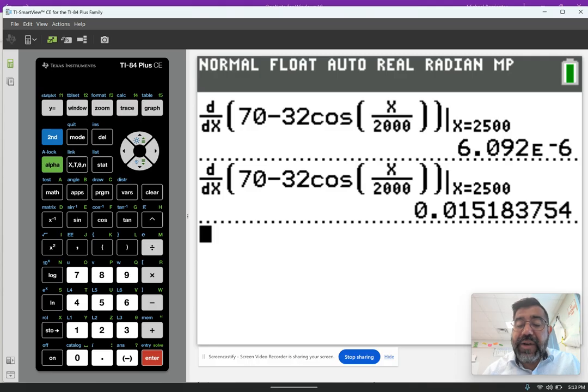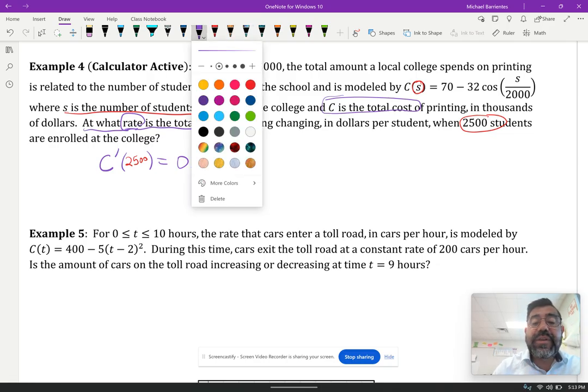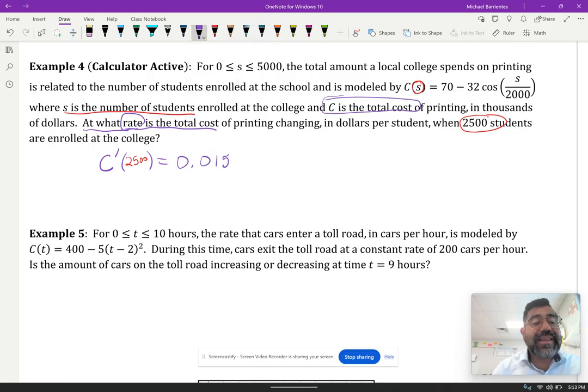That makes more sense. So I'm going to say 0.015. Now I've got to find the units. And so I go back and I say, well, what were the units of C? Well, C was thousands of dollars. So this is thousands of dollars per, and then I've got to find what S was. S was the number of students, so per student.